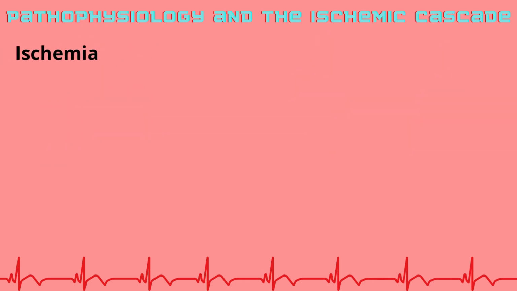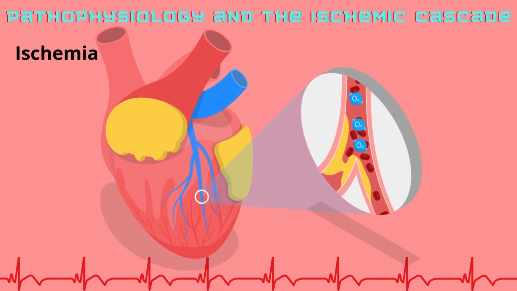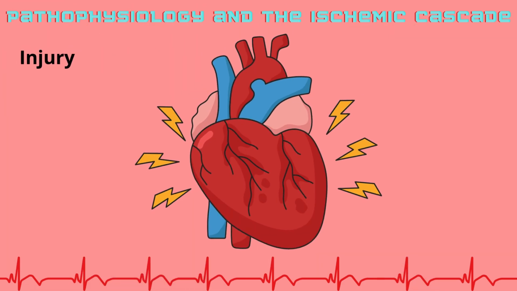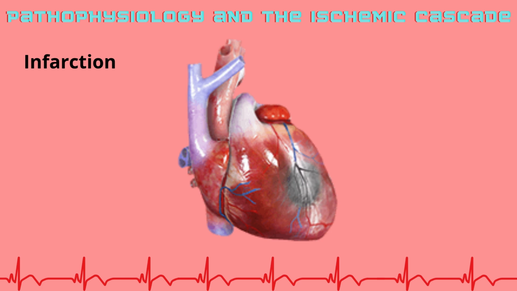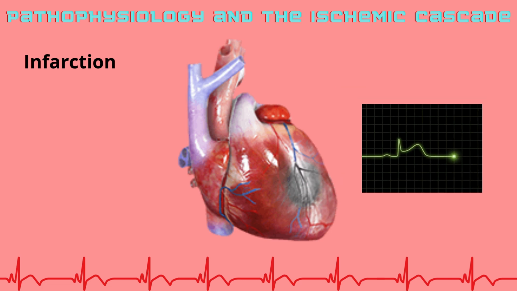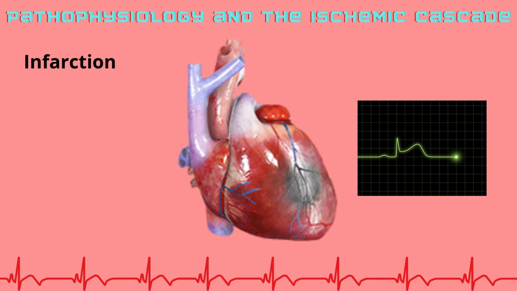When the oxygen supply is reduced, the myocardium goes through 3 stages. 1 is ischemia. The metabolic demand exceeds oxygen supply. 2. Injury. Cell membrane instability. Electrical current altered. And 3. Infarction. Cell death and scar formation. These stages can be identified electrically on the ECG before biochemical markers even rise.